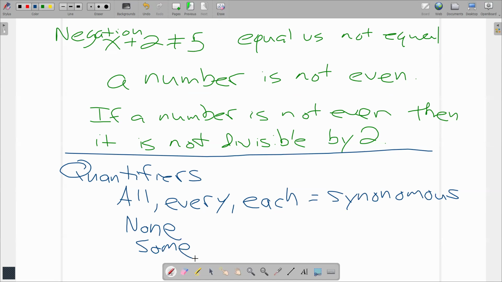There's a lot in between nothing and everything. That gets a little harder. Sometimes instead of some, it might be there exists at least one. So what does some mean in math? It means there exists at least one. Could be more than one, could be only one. Could be a million, could be infinitely many.